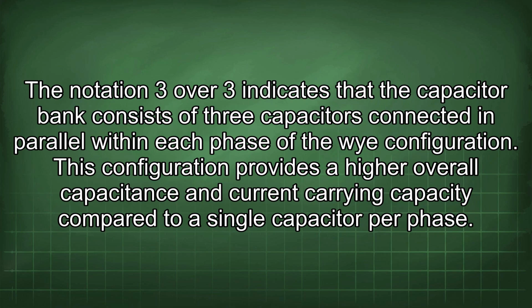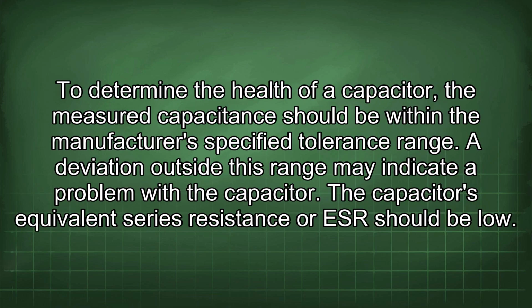The notation 3/3 indicates that the capacitor bank consists of 3 capacitors connected in parallel within each phase of the Y configuration. This configuration provides a higher overall capacitance and current carrying capacity compared to a single capacitor per phase. To determine the health of a capacitor, the measured capacitance should be within the manufacturer's specified tolerance range. A deviation outside this range may indicate a problem with the capacitor.